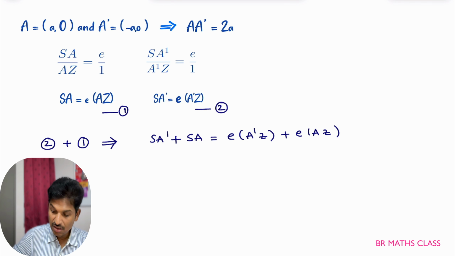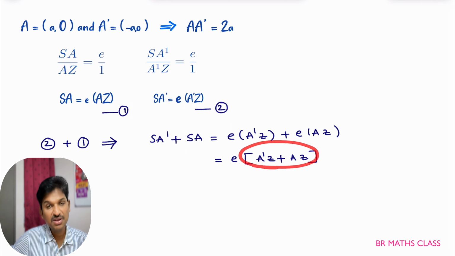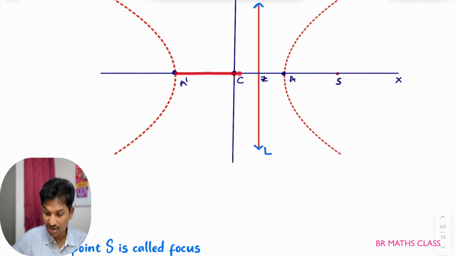Okay. In the right hand side part, you take E common. What will you get? You will get A dash Z plus AZ. What is A dash Z plus AZ? Look here, A dash Z plus AZ is AA dash. What is AA dash? We wrote here, AA dash is 2A.